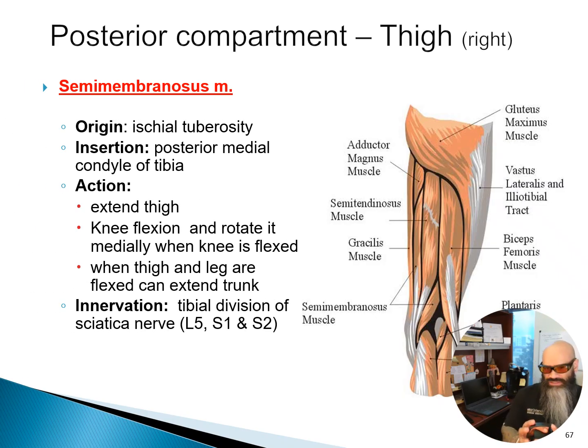Semimembranosus, same as the other two guys there, originates at the ischial tuberosity of your pelvic bone. Crosses the knee joint, obviously, and inserts at the tibia to perform knee flexion and tibial division, L5, S1, S2.